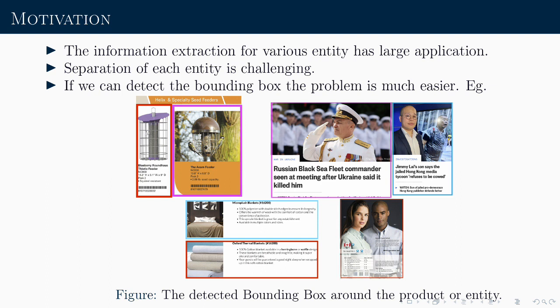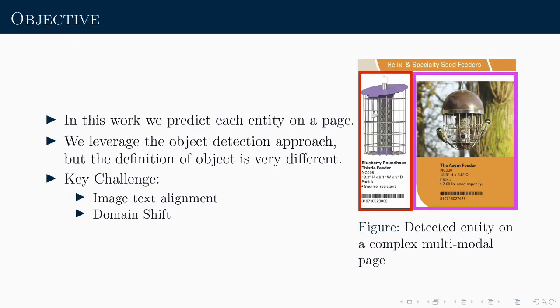An easy way to solve this problem is to treat the entity layout as an object bounding box. In this work, we predict each entity on a page. We leverage the object detection approach, but the definition of the object here is very different. The key challenges we face here are image and text alignment within the entities and the domain shift of the entities across the PDF pages we have.